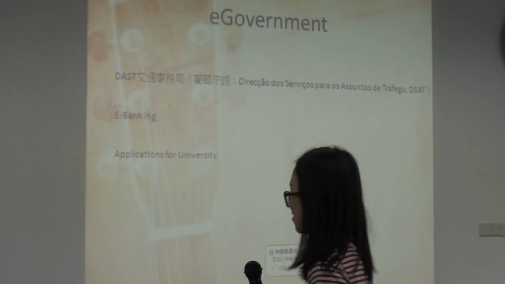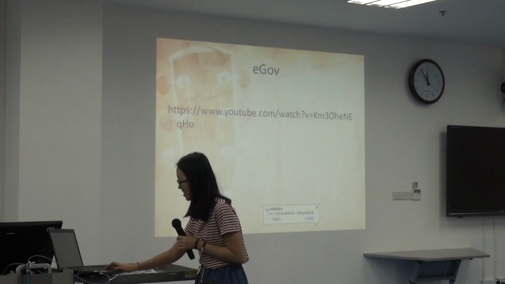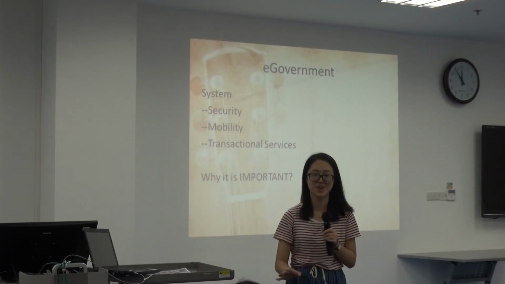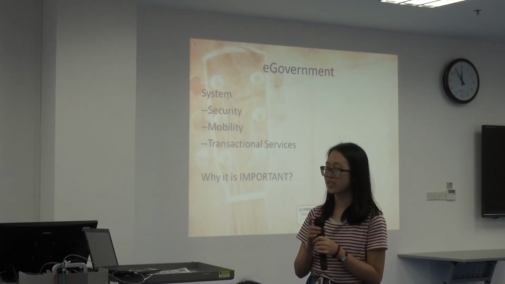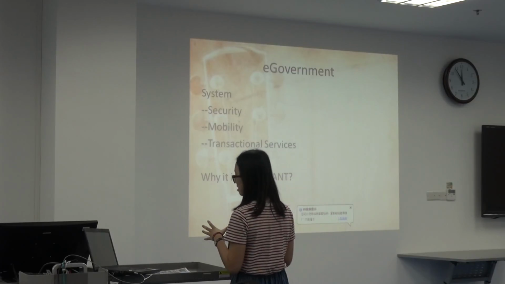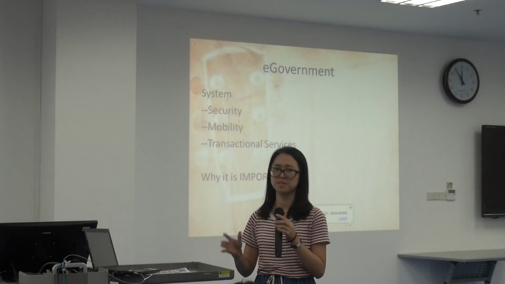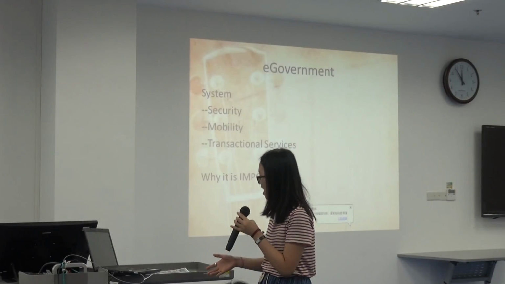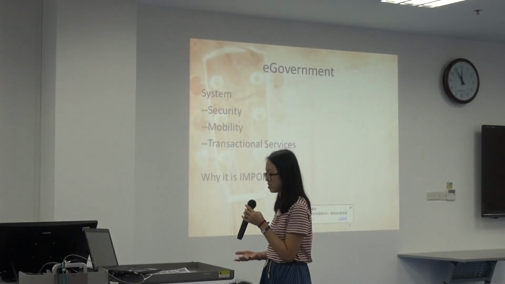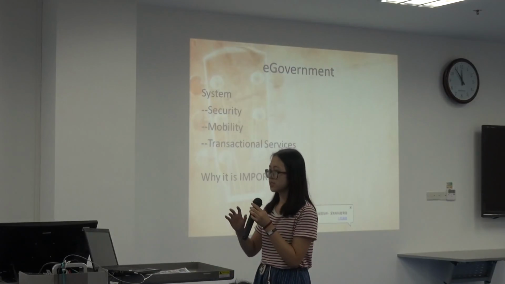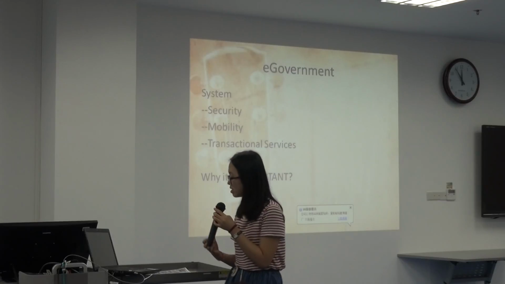What can we get from our government? Basically, we get protection from our government. More importantly, the government is like the head of the country. And then we get a lot of support, for example, subsidies, allowances, and a lot of healthcare services. So these are some basic needs that human beings have.